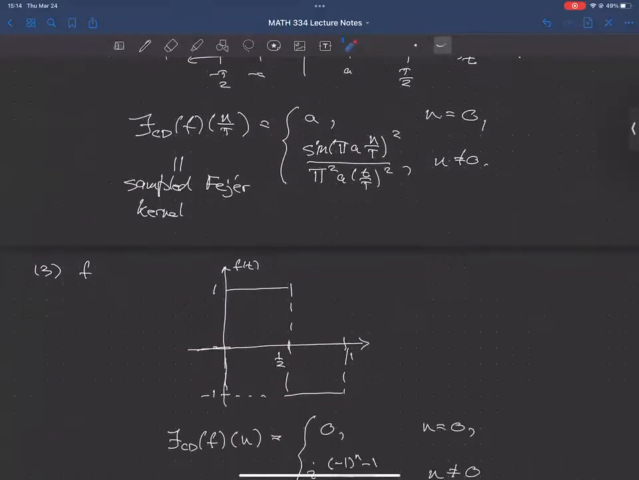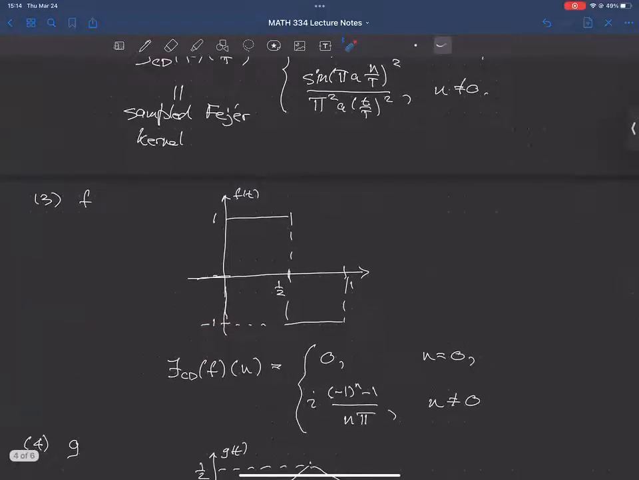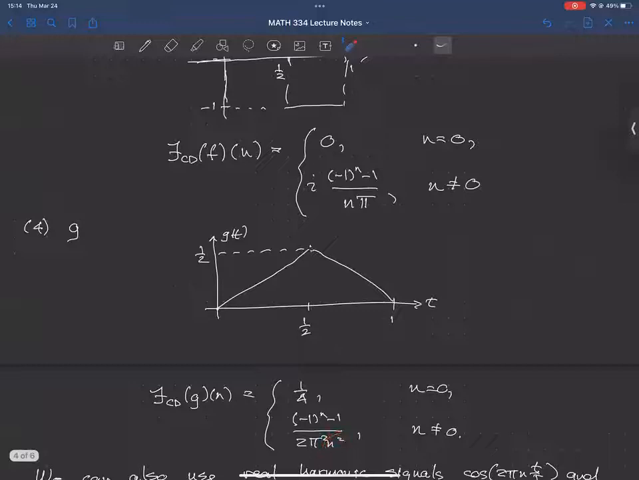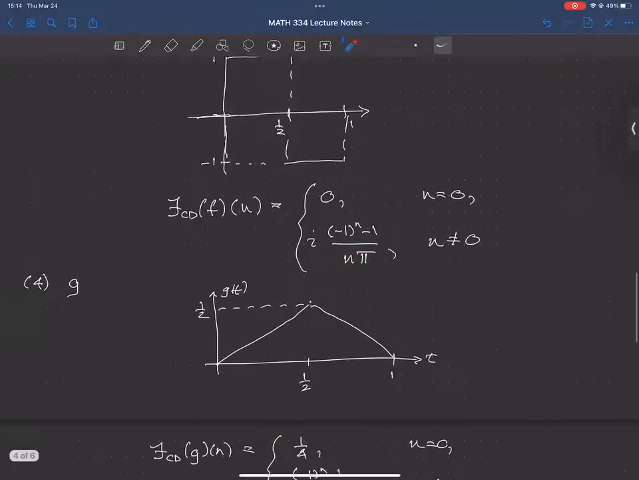So this function is real and odd, right? So if you extend it periodically, you're going to get something like this, which is odd. And so the transform is imaginary and also odd. Okay, so this one is odd. So here, you see the different roles played by the n and n squared in the denominator.